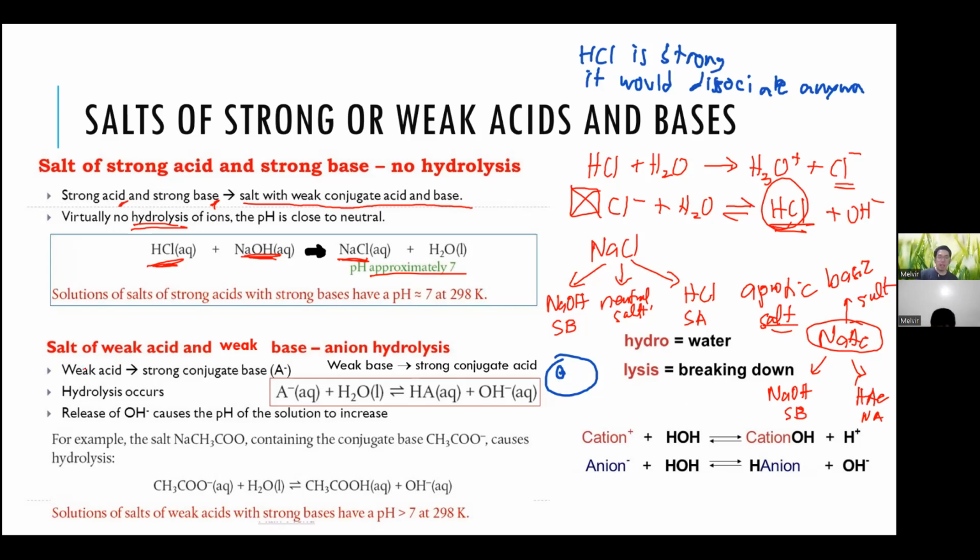So, if you will notice, this is the pattern. If you have weak acid, it will form a strong conjugate base. Or a weak base, it will form a strong conjugate acid. Therefore, if you will have their salts, hydrolysis will occur. What is hydrolysis again, Josh? Hydrolysis. Okay, splitting up of water lang yan.